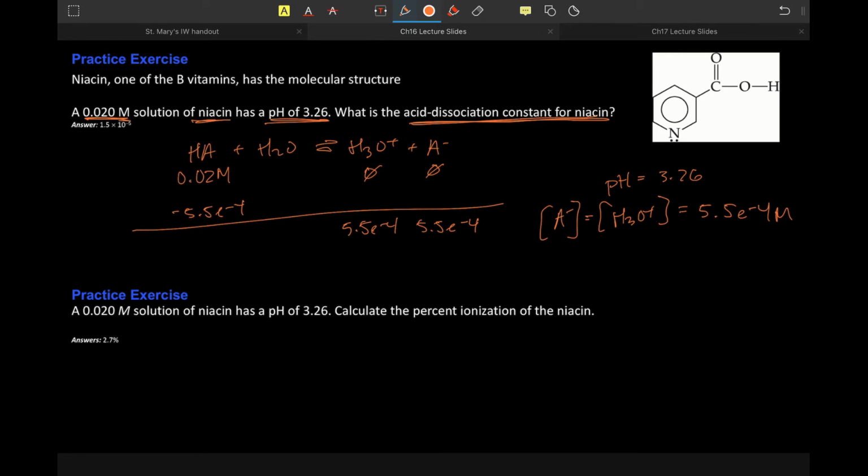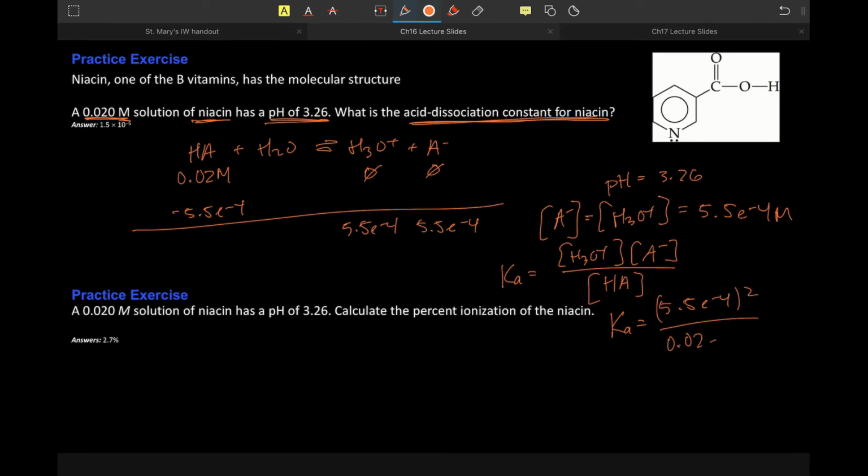So when we are solving, we should have written our K expression, right? So Ka is equal to H3O plus times A minus over HA, right? Which now, Ka is equal to 5.5 E negative 4 squared over 0.02 minus 5.5 E negative 4. Yes, does that make sense? And that's going to give us our Ka value.